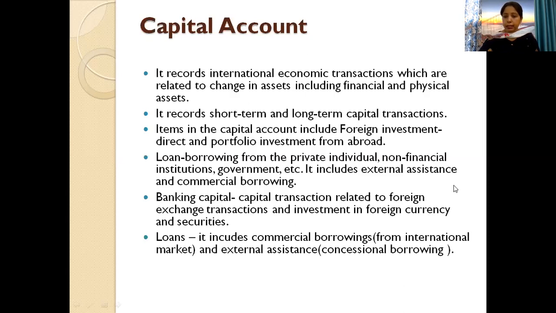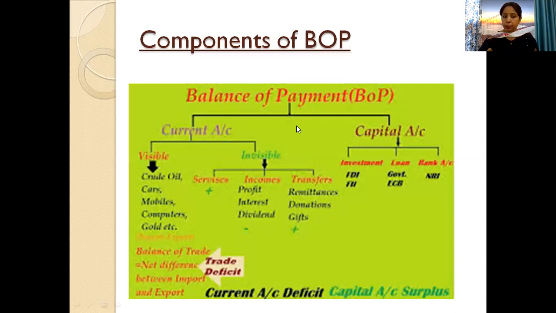Again, I am going to the next slide. Let us revise all the components. We have the balance of payment, a systematic record of all the economic transactions of the residents with the rest of the world in a financial year. It has two components, the current account and the capital account. Now the components of the current account: visible goods like cars, mobiles, computers, gold, etc., crude oil. Invisible items like services, shipping, insurance, transportation. Then we have income transfers like profit, interest, dividend. And then we have unilateral transfers like donations, gifts, remittance, right?